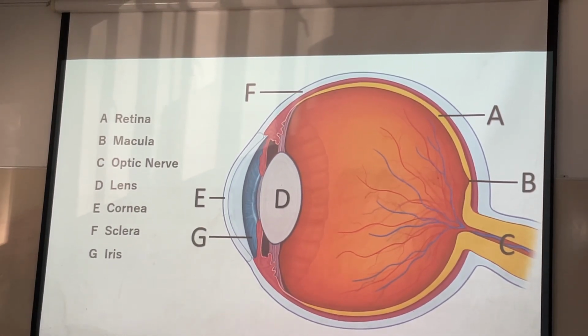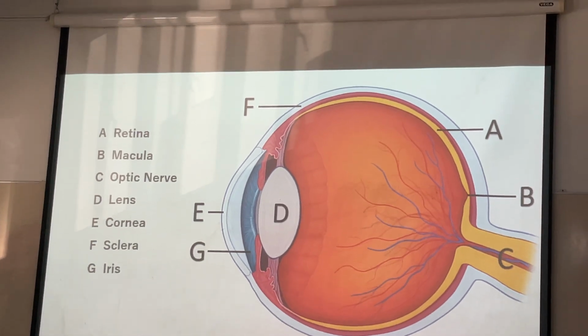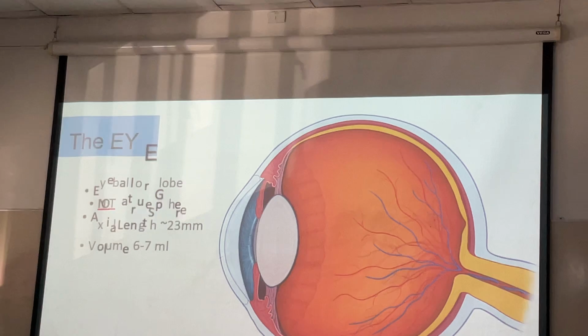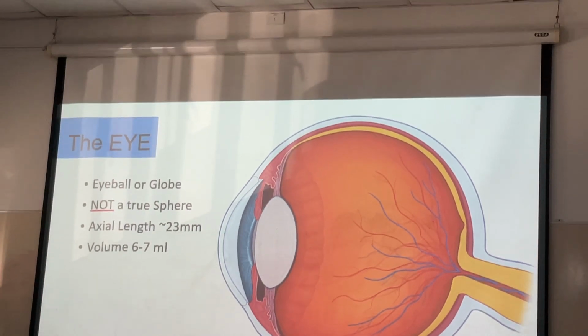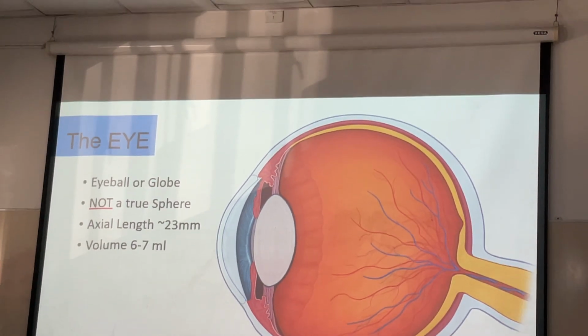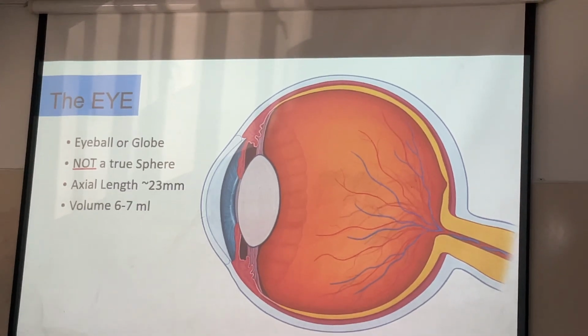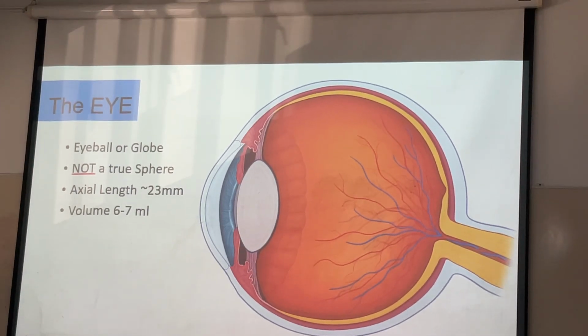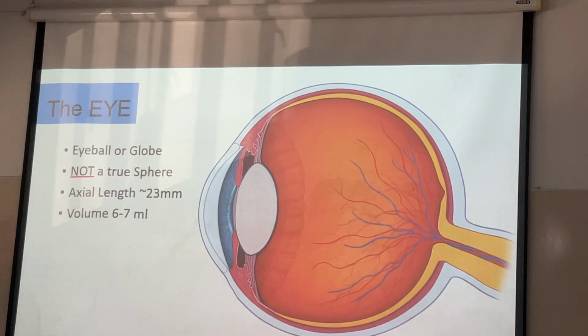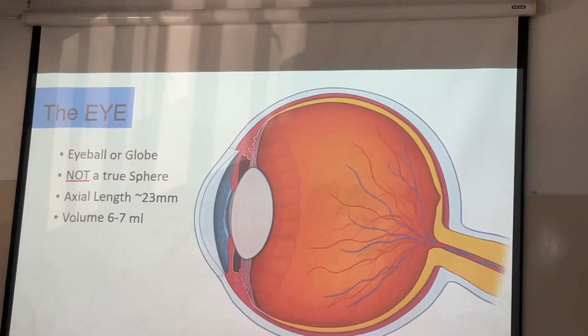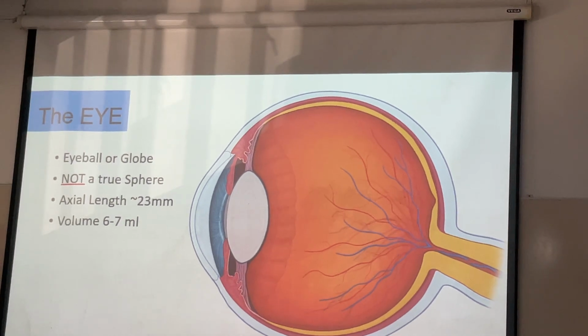Okay, no? So these are some of the very basic parts of the eye. So basically you got them all. Okay, so the eye, no? So also known as your eyeball or globe. So this is not a true sphere, meaning it's not a circle. So what is the shape of the eye if it's not a circle? Oblate spheroid.